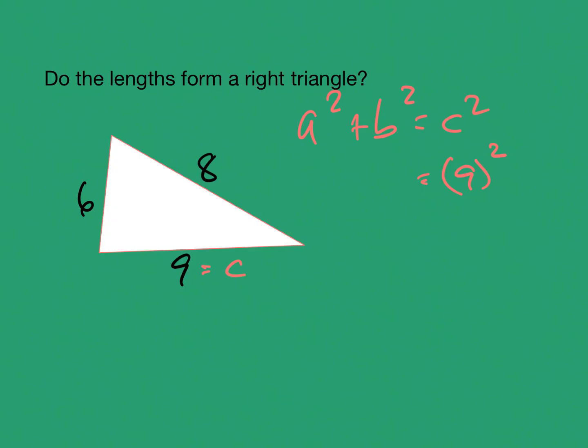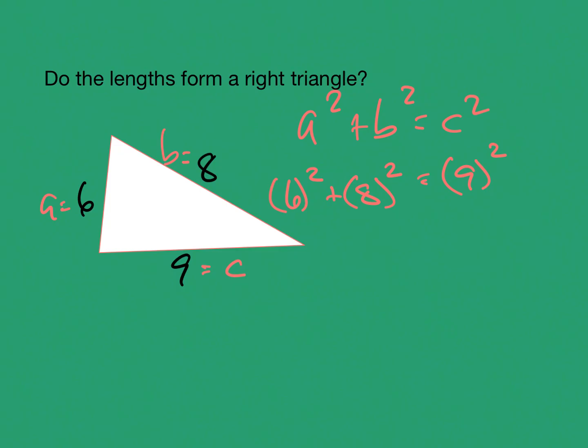The other two values are going to be your A and your B, and it doesn't matter which one's which. I'm going to call 6 my A and 8 my B. You can switch those if you want. It doesn't matter. A squared plus B squared is on the same side of the equal sign, therefore it doesn't matter. So I'm going to put 6 here for A, 8 here for B. Everybody okay with this? Everybody good?